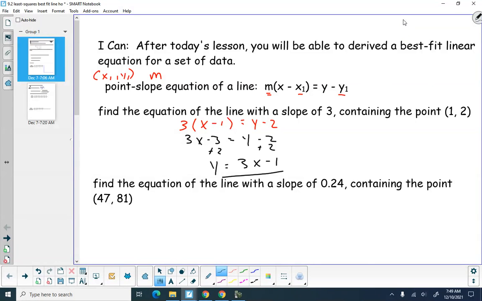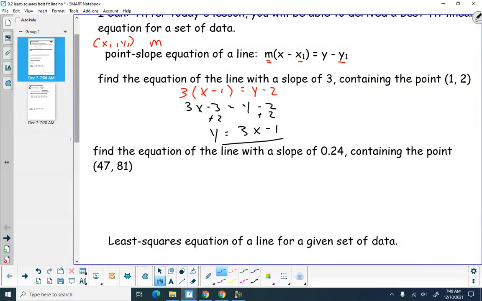Well, if we have a slope of a line of 0.24 and a point that we have to go through is (4, 781), determine the equation of the line given that point and that slope. And check your answer with somebody around you.